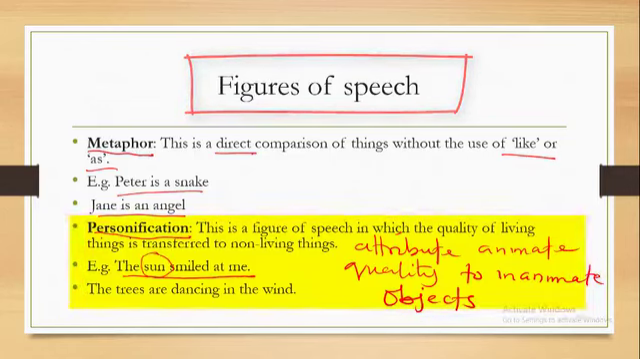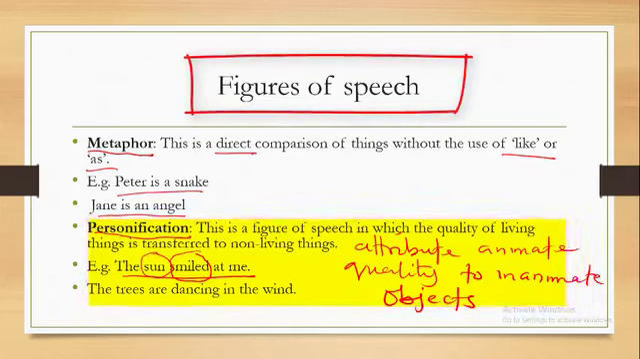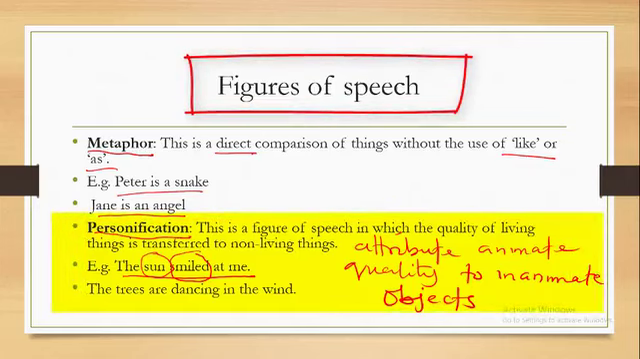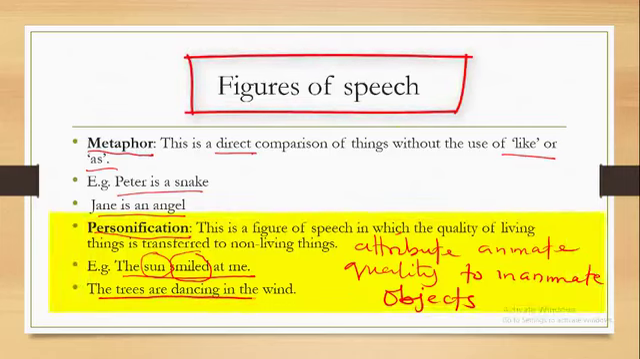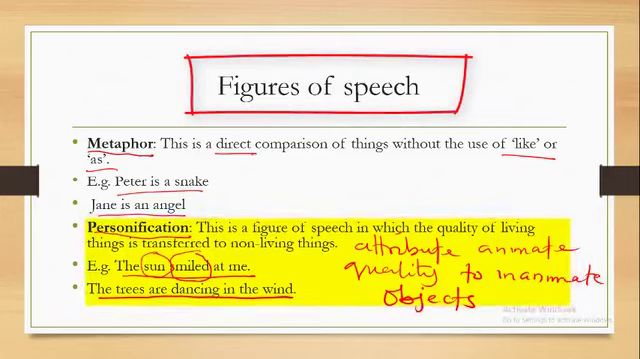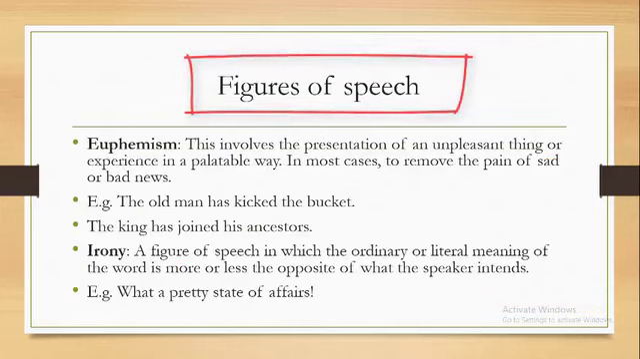We know that the sun is inanimate, but we are using an animate characteristic, smiled. Okay, so the sun smiled at me, meaning the sun was shining, right? It was at its brightest. Alright, so then we have another. The trees are dancing in the wind. So when the wind is blowing and the trees are moving, we say the trees are dancing. That is personification. Also, we have what we call euphemism.